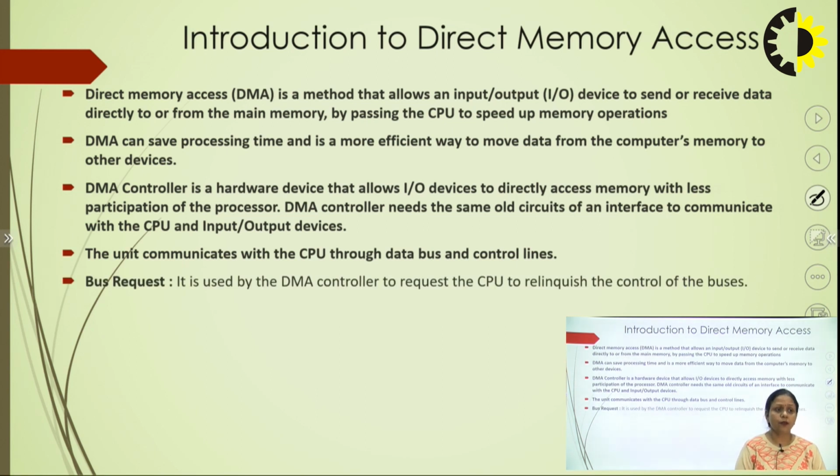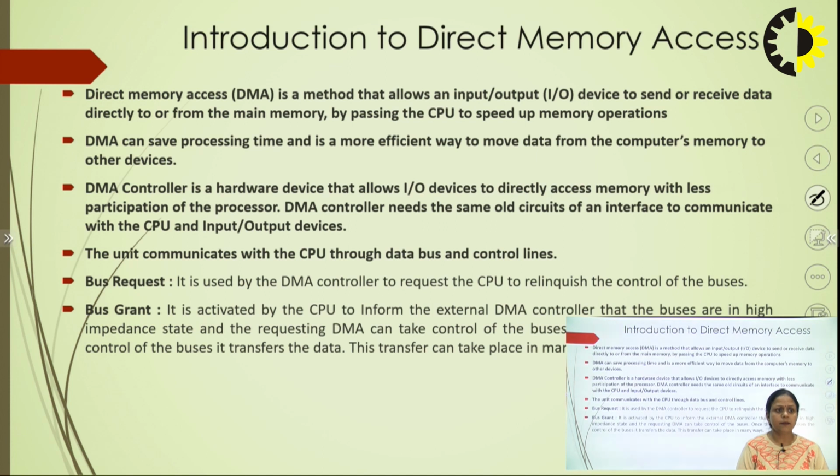Now, we have two main signals, bus request and bus grant. Actually, the CPU has all the control of the buses, so that is why the DMA controller has to request the buses from the CPU. When the CPU grants the buses to the DMA controller, then it can perform the operation. So, these are the two main control signals, bus request and bus grant. Now, we will see in the next slide the use of the bus request signal.